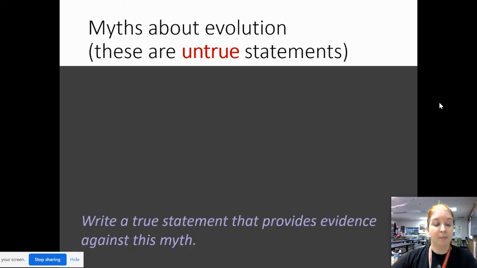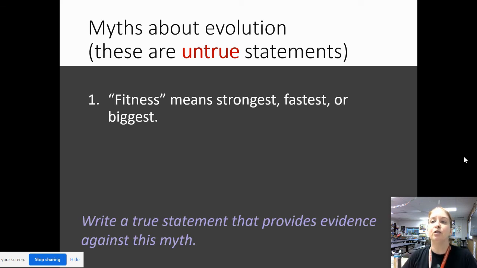All right, so myths about evolution, next page, myths about evolution. These are untrue statements. So I'm going to challenge you to come up with true statements or true comments about each one of these things, and then check in with me and let me know what you think. So number one, fitness means stronger, faster, or biggest. Not necessarily. So give me a statement that would be a more accurate statement.